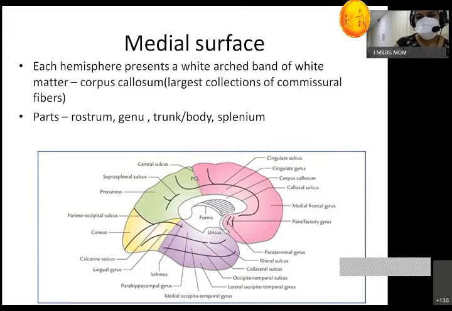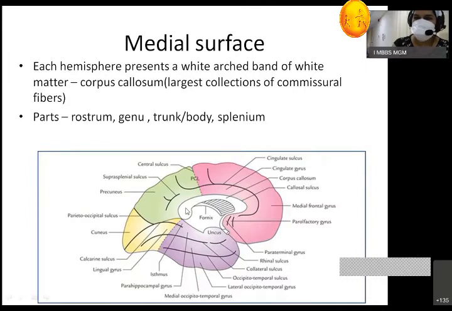Now just below this corpus callosum, you are able to see a thin partition called the septum pellucidum. This septum pellucidum starts from the undersurface of the corpus callosum and goes up to the fornix. Now what is the fornix? We'll see in the next slide. So I hope you understood what the corpus callosum is.